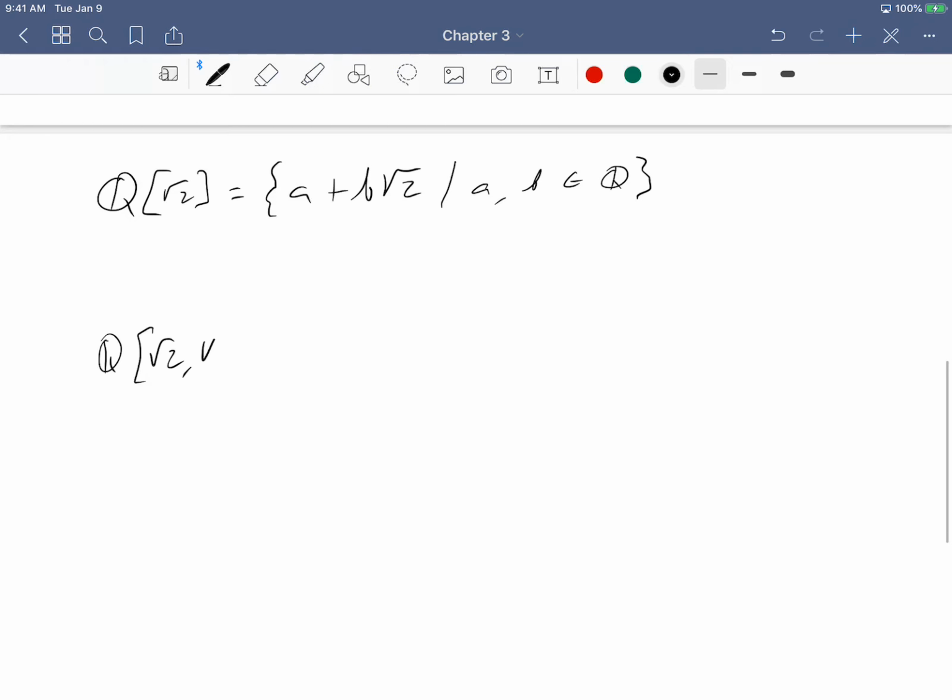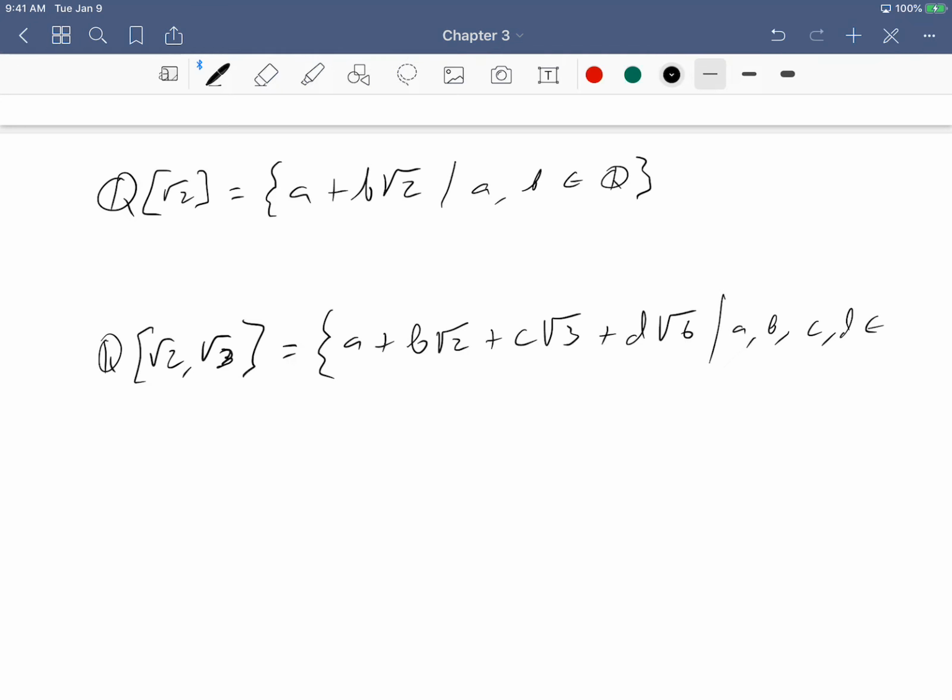Q adjoin root 2, root 3. Let's remind ourselves of what that was. And remember, it is a field. I didn't say that before, but that was part of a homework assignment, showing that I do have multiplicative inverses here. So this was all elements of the form a plus b root 2 plus c root 3 plus d root 6. In order to be closed under multiplication, we needed to allow root 6's in there also. a, b, c, and d are all rational numbers.